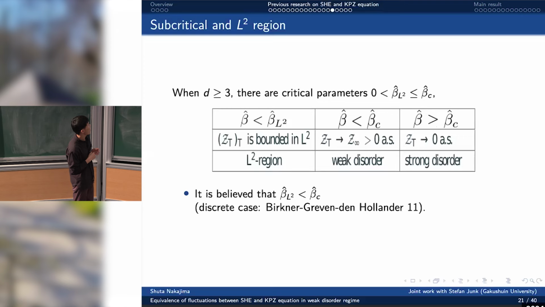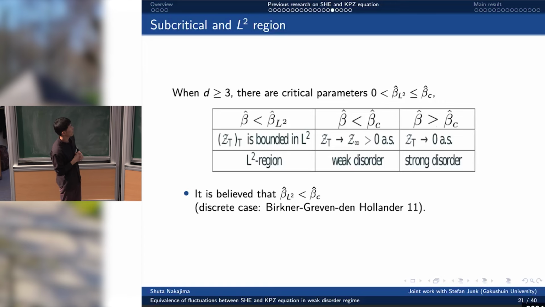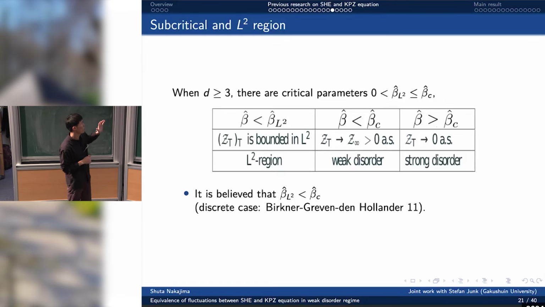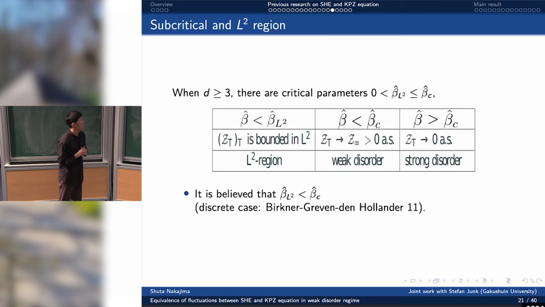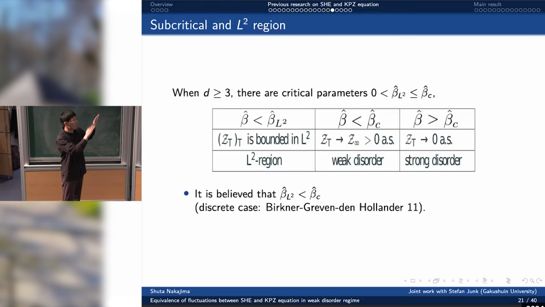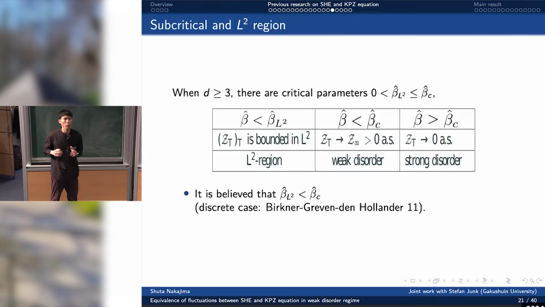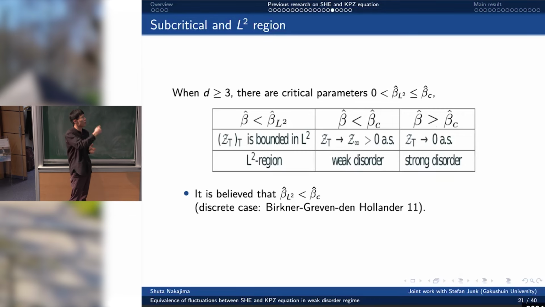And it is believed that beta L2 is strictly less than beta c. And I think in this model, it is still open. But in the discrete model, it was proved, so I think we can follow their arguments to prove this. Essentially, we have three regimes: the L2, weak, and strong disorder regimes.